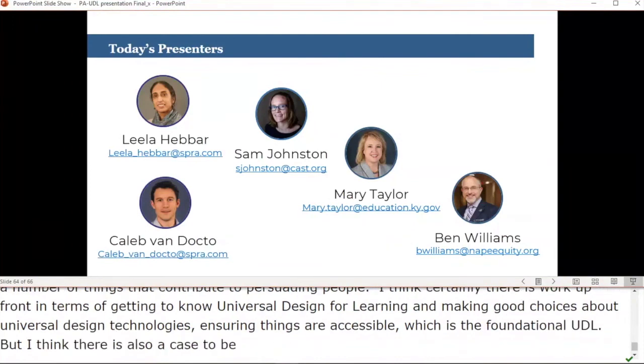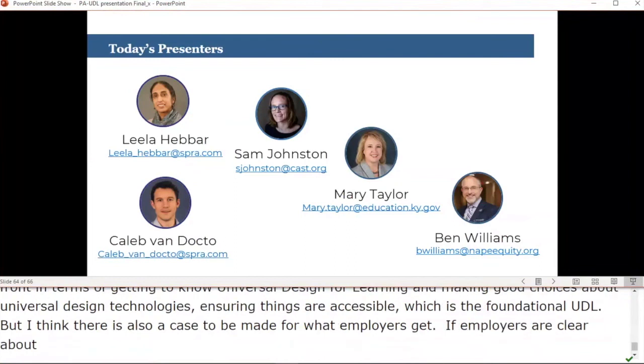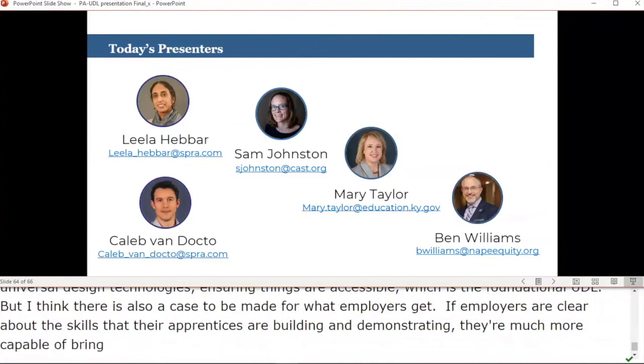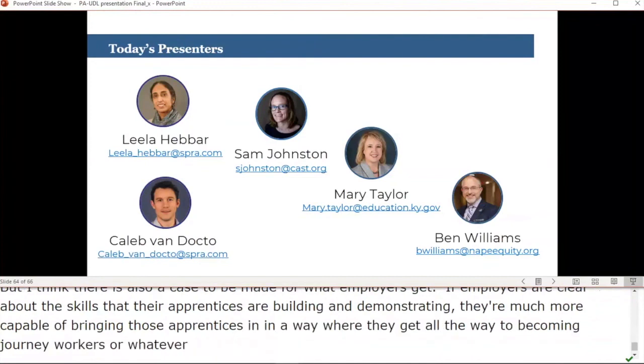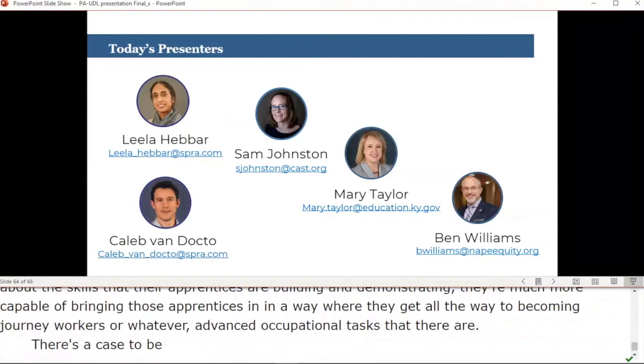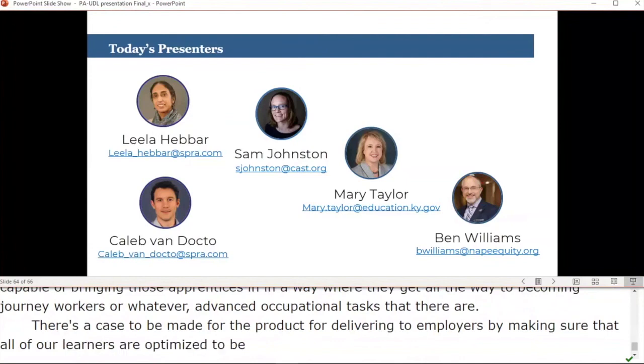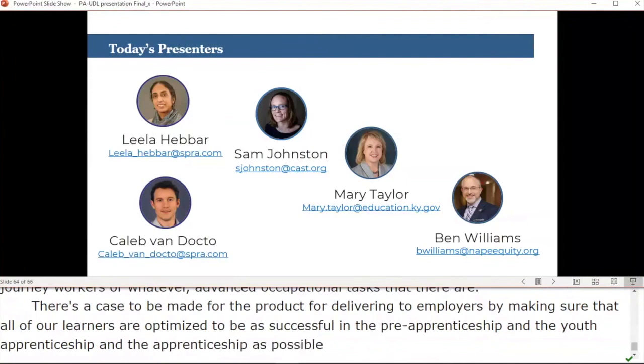If employers are clear about the skills that their apprentices are building and demonstrating, they're much more capable of bringing those apprentices in a way where they get all the way to becoming journey workers or whatever advanced occupational tasks there are. So there's a case to be made for the product we're delivering to employers by making sure that all of our learners are essentially optimized to be as successful in the pre-apprenticeship and the youth apprenticeship and the apprenticeship as possible, because they're able to have the things they need to learn.